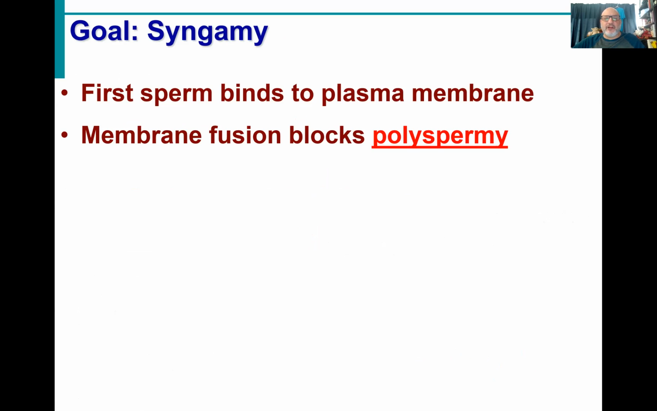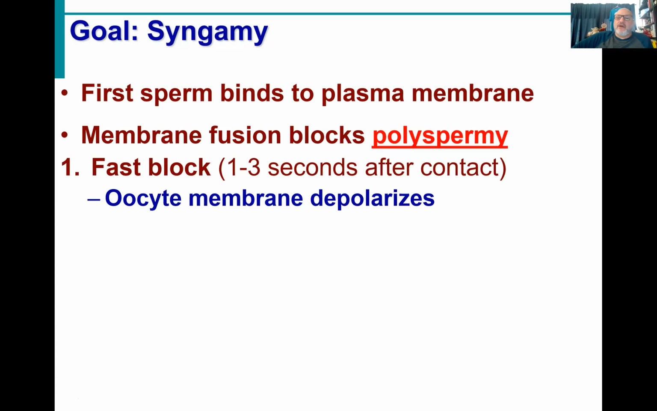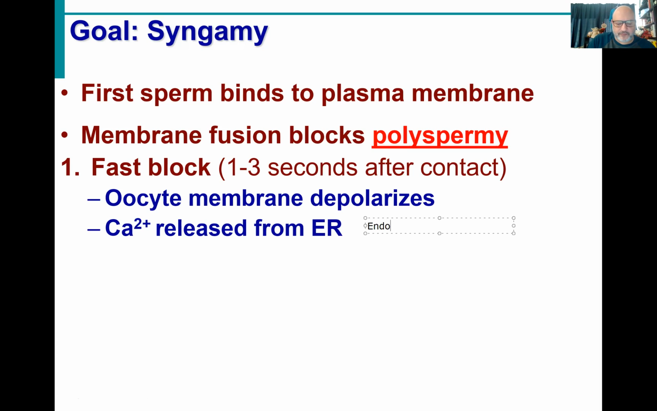So again, we need that membrane to fuse. So the first sperm binds the plasma membrane, and we get that fast block where the membrane fuses to block multiple sperm from coming in, that condition we call polyspermy. That fast block occurs 1 to 5 seconds after contact. Our oocyte membrane depolarizes rapidly, releasing a massive amount of calcium from the endoplasmic reticulum. And again, don't forget, this is also where we get the endocytosis of the head of the sperm. Not the whole sperm gets to come in, just the head. The tail basically is broken off and left outside.